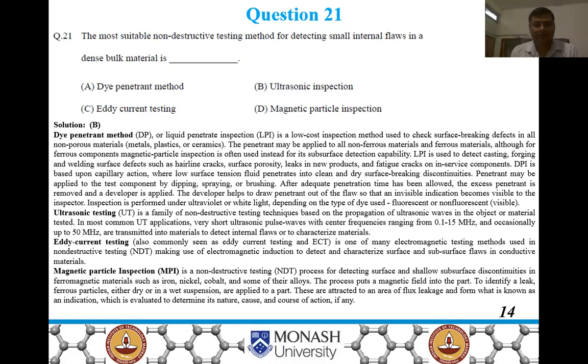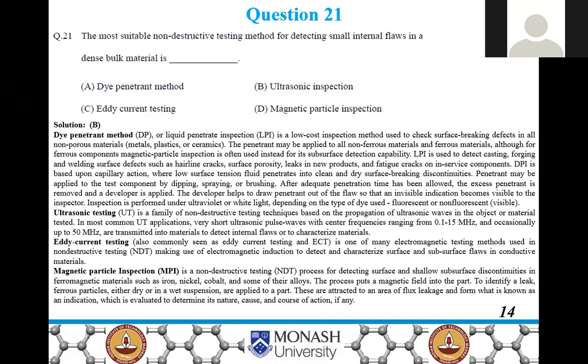The second is ultrasonic testing, a family of non-destructive testing techniques based on the propagation of ultrasonic waves in the object or material tested. In most common ultrasonic testing applications, very short ultrasonic pulse waves with center frequencies ranging from 0.1 to 15 megahertz, and occasionally up to 50 megahertz, are transmitted into the material to detect internal flaws or to characterize materials.